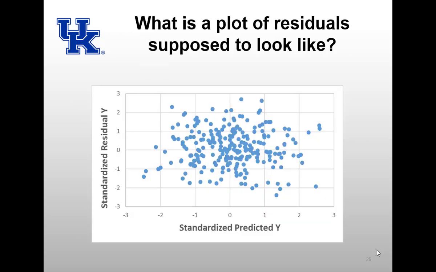And so this is what a plot of residuals is supposed to look like. You'll notice that it's kind of just a blob with no particular pattern to it. And that's indicating that there is homoscedasticity, that there's nothing going on with the residuals that would be worrisome.